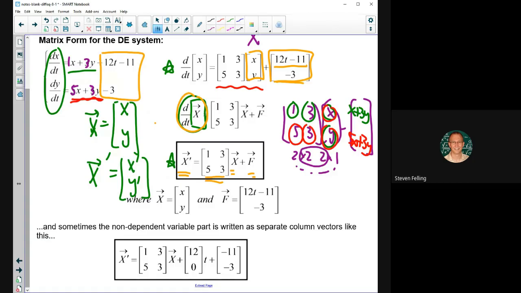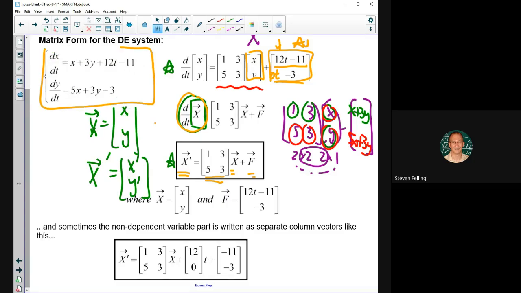In fact, sometimes this matrix here, we'll split it because I notice I have some terms that have a t in them and some that just have constants in them. So you could consider this to be 0t minus 3, and then you can write this as the matrix 12, 0 times t plus another matrix with just the constants, negative 11 and 3. So this is actually the most common way to write this system. Let me erase this and show that this is the same as this, but written out in matrix form.